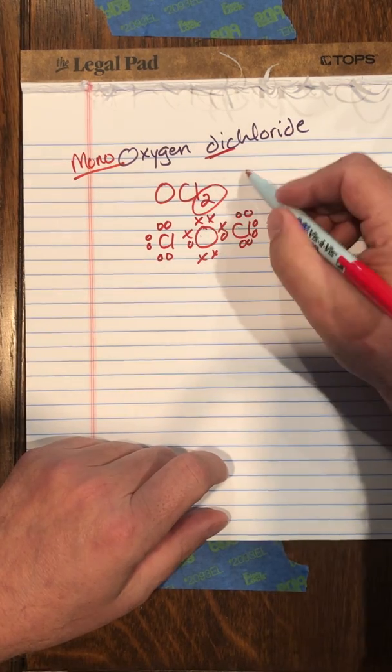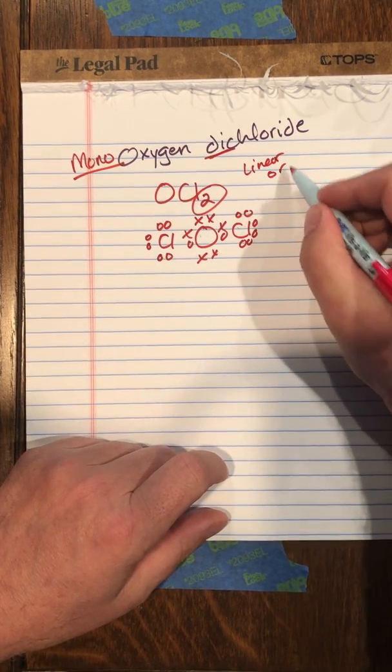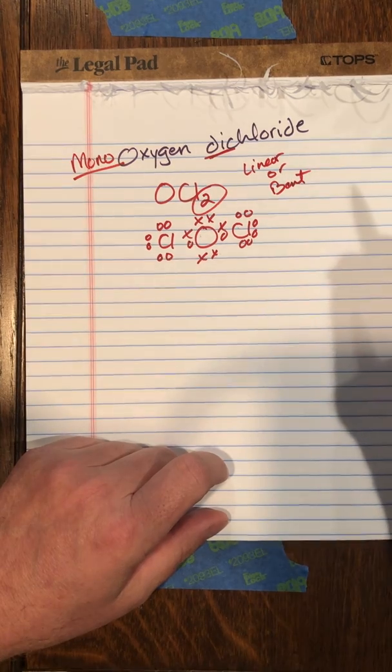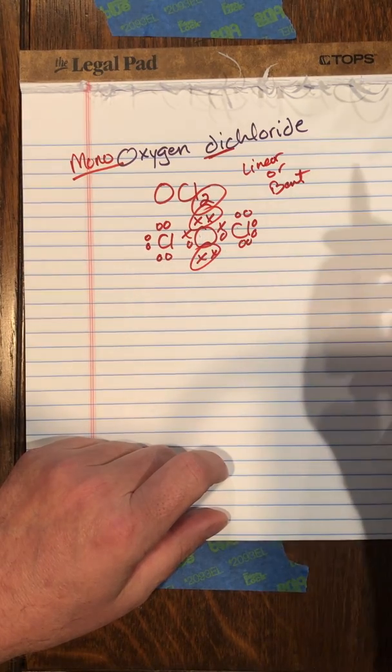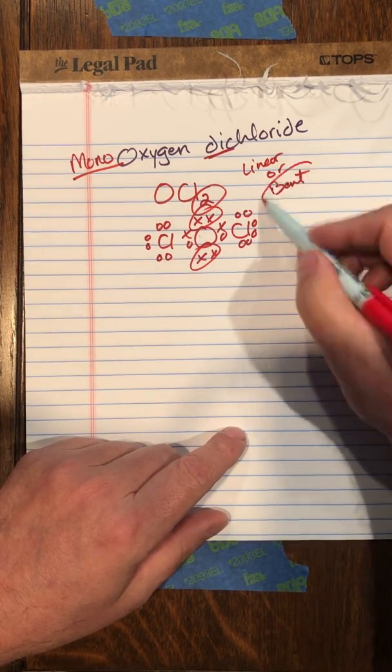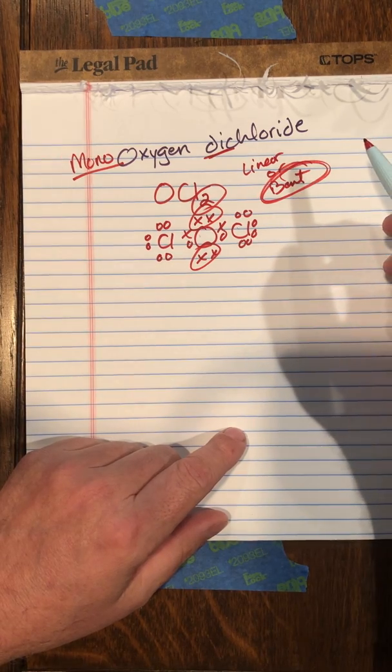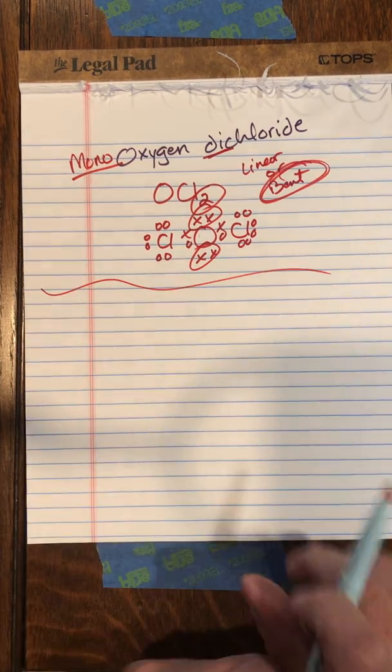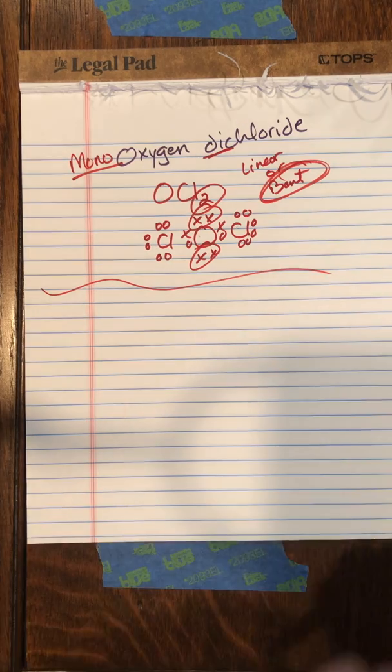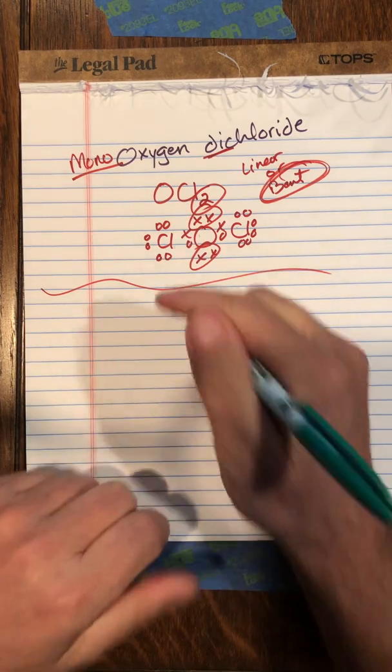Okay, 2 things attached. I know my choices are linear or bent. See the lone pairs, top and bottom? That means he is definitely bent. Okay, he is definitely bent. All right, last thing I want to do. Okay, I want to know the type of bond.